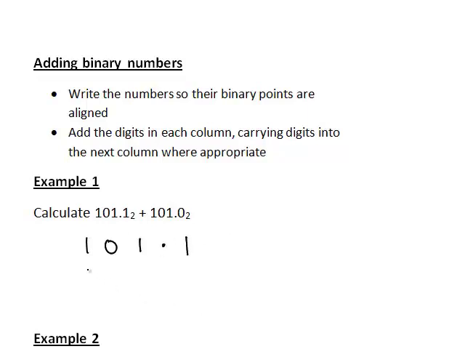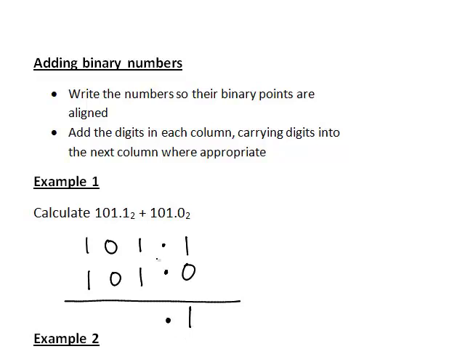So, for example, if we wanted to work out 101.1 base 2 plus 101.0 base 2, in that case, they're both three-digit numbers with a single number after the binary point, so we would just write them in this way. Then, we start with the rightmost column and add the digits in each column, carrying digits into the next column if required. So here, 1 plus 0 equals 1.